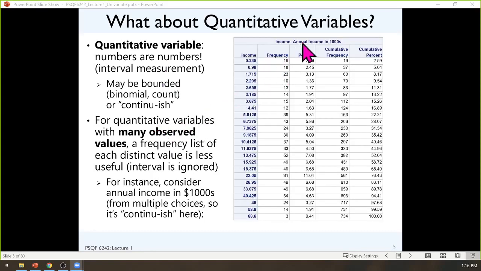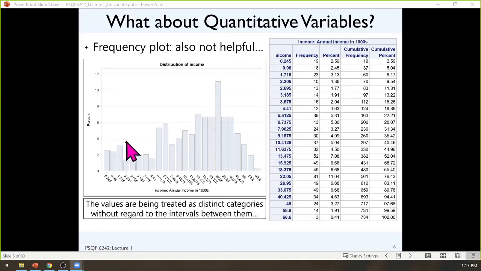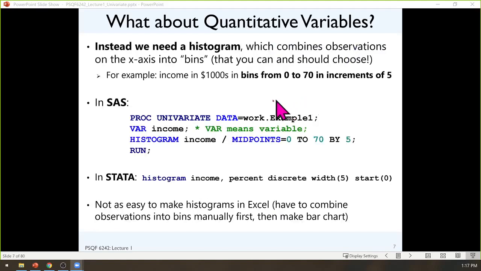And if I make the same sort of frequency table for every unique value, this is what I get. So clearly, they're already doing some sort of binning or rounding of the categories, but knowing how many people are in each particular amount of thousands of dollars is not very useful. So to summarize a variable that ranges more continuously, where the numbers actually mean something, we would want to make a different kind of plot. This is the frequency plot that this table implies, not helpful.